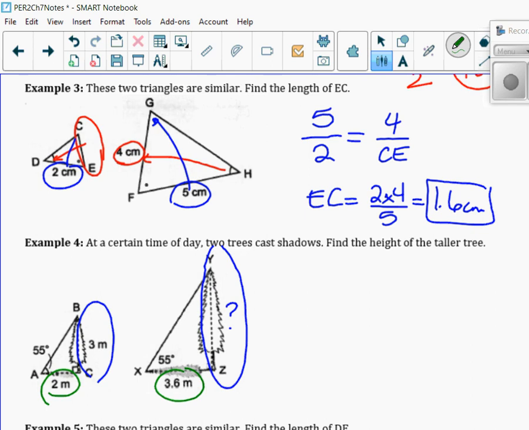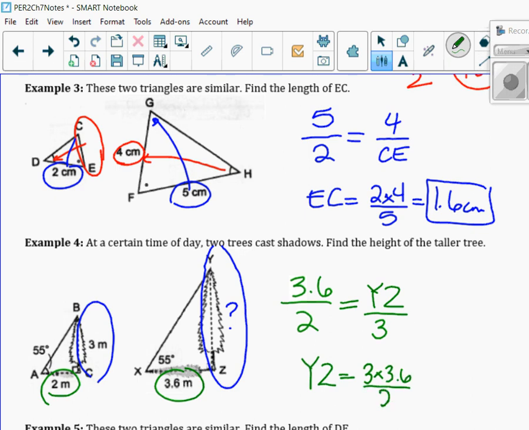So 3.6 over 2 equals the question mark. I'm going to name it YZ because there is actually letters there. YZ over 3. So do some cross multiplying. 3 times 3.6 divided by 2, and I get 5.4. Don't forget the units, meters.